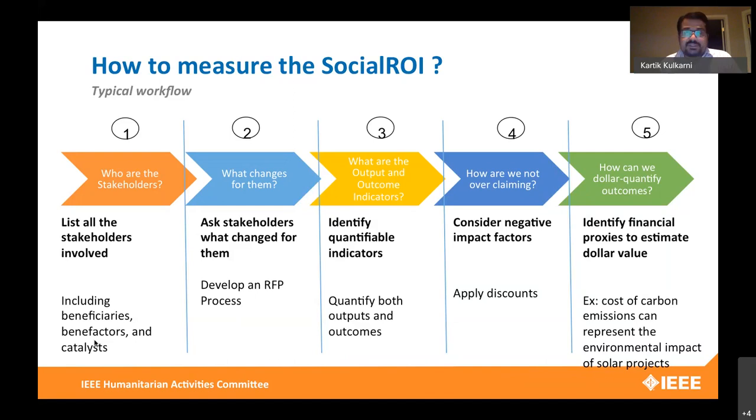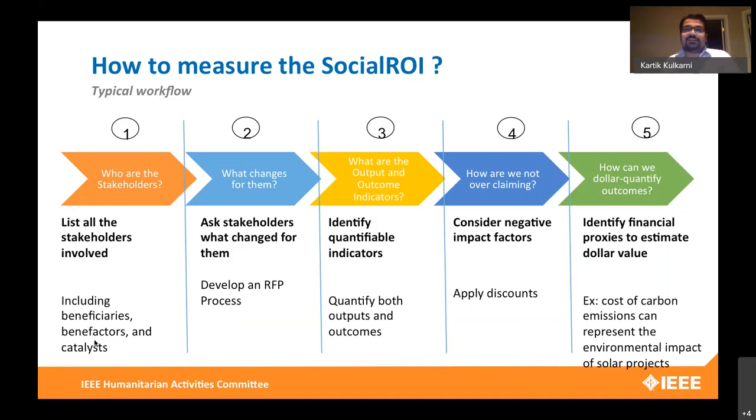There was an economist that we were talking to. He asked us an interesting question: how can you prove that the new microgrid that you have deployed does not support a new brothel in that community? We did not think about that. So it's important to consider the negative aspects, negative outputs and outcomes.